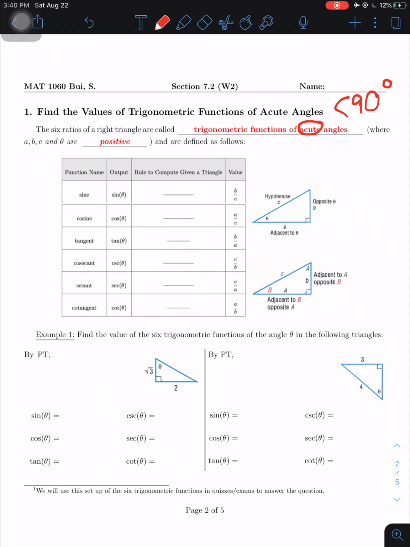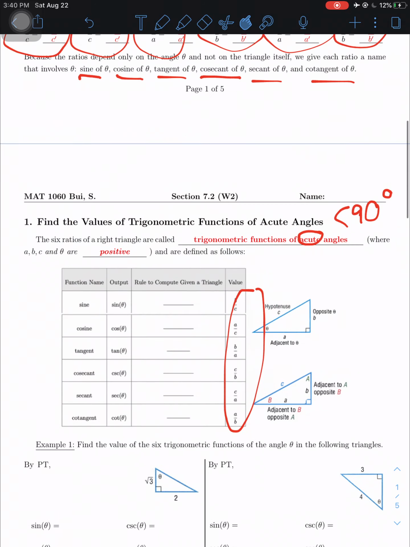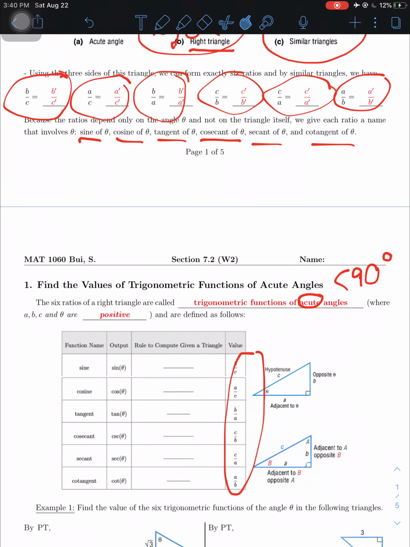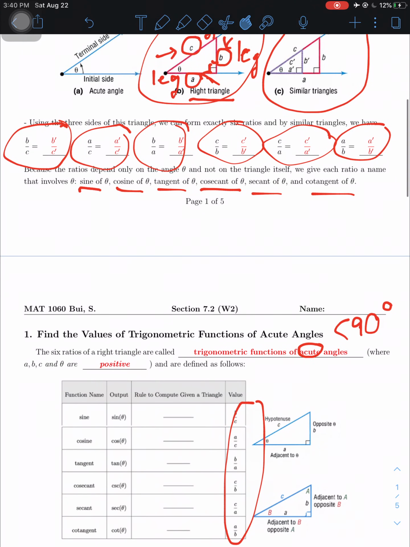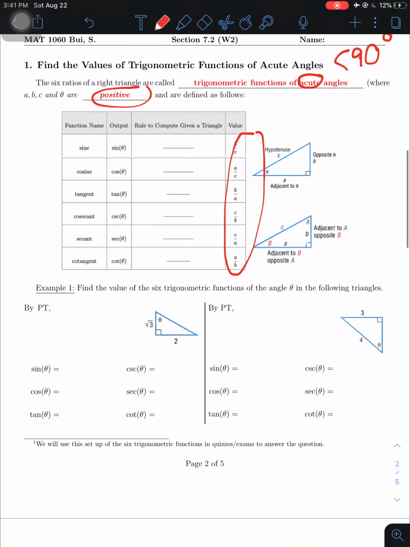Okay, and if you remember the ABC system that we had in the last slide, like this ABC system in there, they are all side lengths, right? So they must be positive, okay? We cannot have negative side lengths, okay? So now let's define all 6 of them. Okay, let me scroll this one up a little bit.